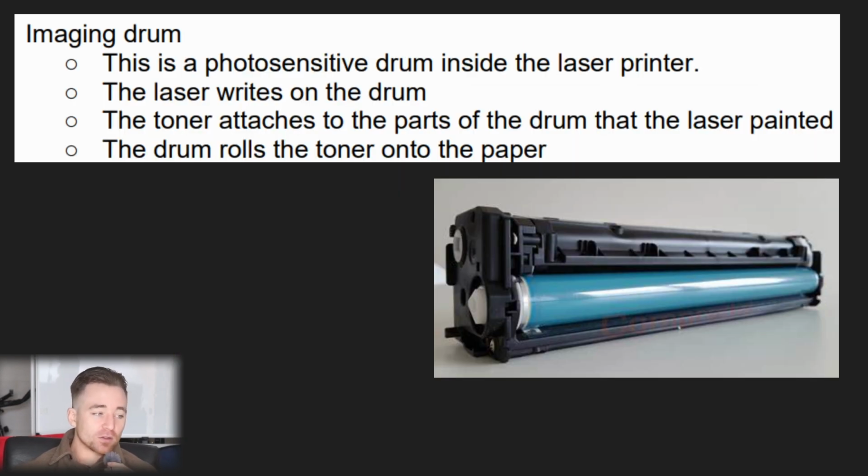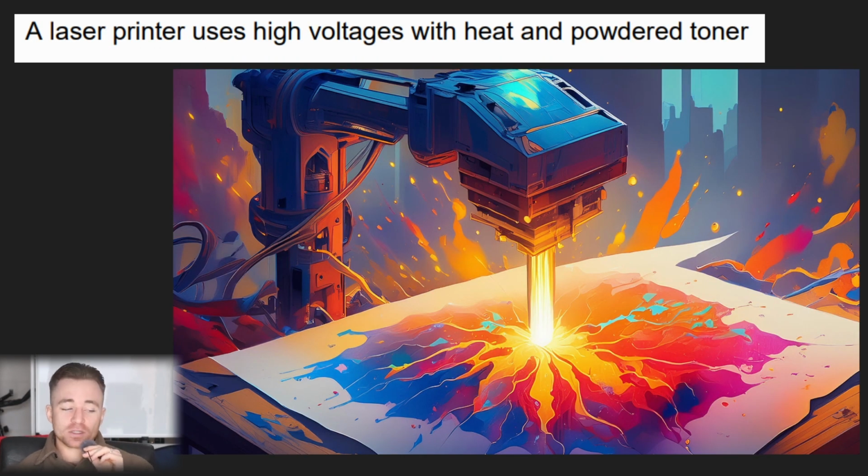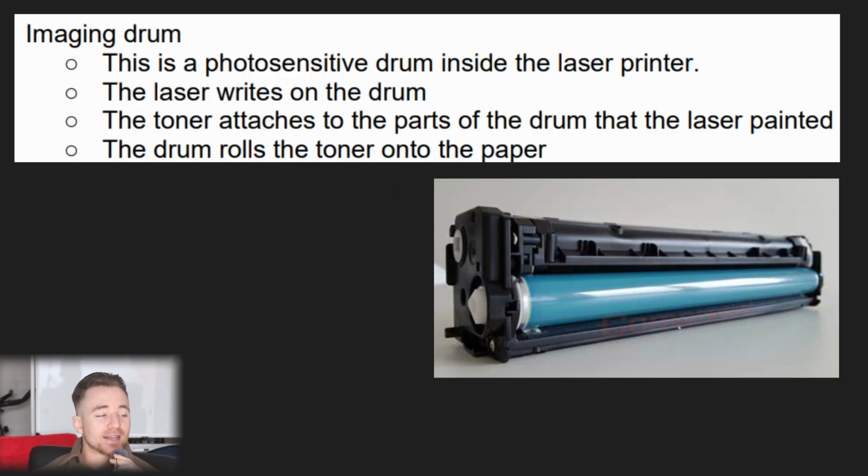Now, you have the laser there. That's the first component. We'll talk about what these things do in a little more detail when we get to the processes section, but for now, just know there is a laser. The second component is an imaging drum. This is a photosensitive drum inside the laser printer. What the laser does is apply a charge to the drum by hitting it, and where it makes contact with the laser, it's applying a charge. These are the components that the toner sticks to when it comes into contact with the drum. So the toner attaches to the parts of the drum that the laser has made contact with, and the drum then rolls that toner onto the paper.